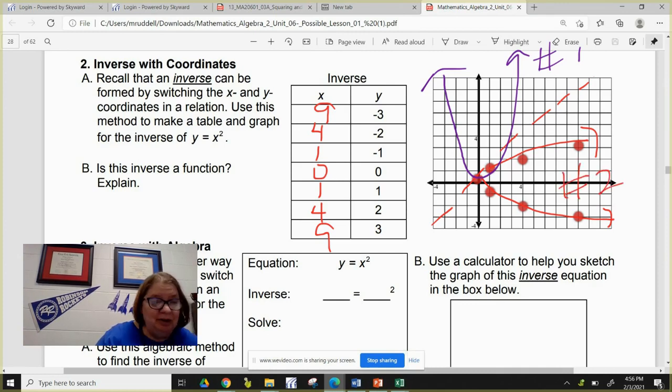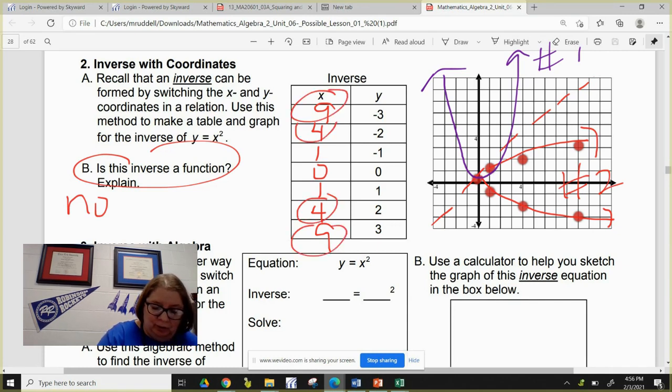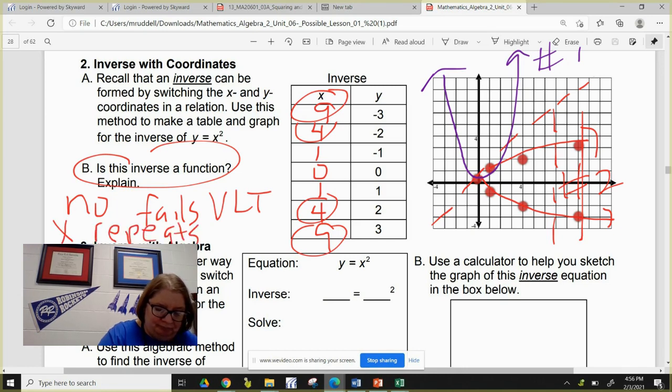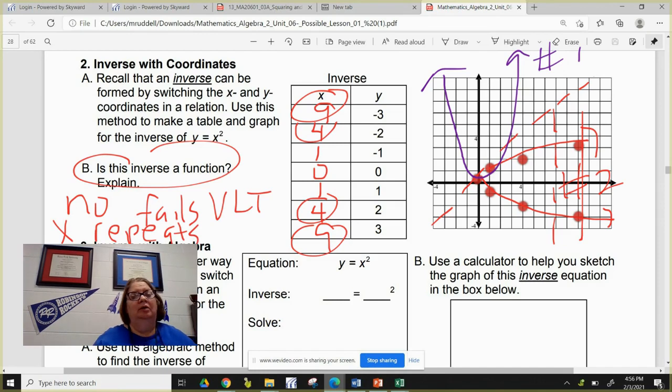Okay, is this red one a function? No, it's not. It's not because your x's repeat. You got a 9 and a 9, you got a 4 and a 4, and a 1 and a 1. Look here, the vertical line test does not pass. It crosses twice. So it's not a function. Fails the vertical line test. Or you can put that the x repeats. Either way.